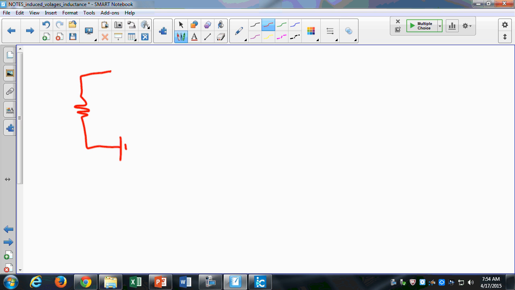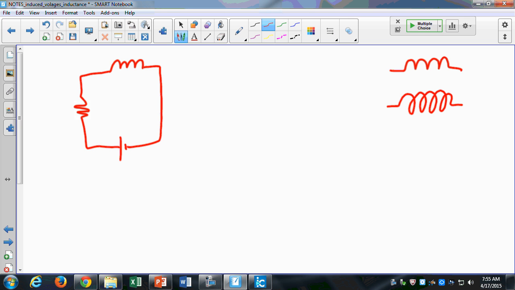Battery, a resistor, and an inductor. By the way, the symbol for the inductor, you can see a symbol sometimes like this, or you might see a symbol that looks like this, and I'll use both. The top one's sort of easier to draw, but you can also see it more like this, and this sort of represents physically what the inductor is, but it's just a coil of wire, it's a solenoid.